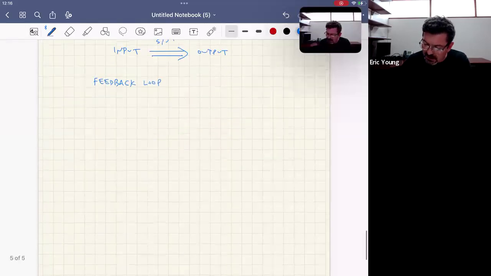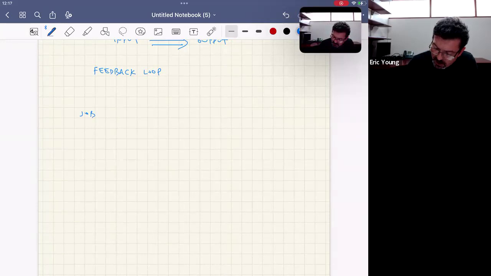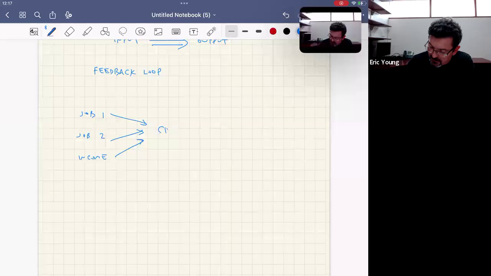So let me give you an idea of how feedback loops might work. So let's put all this together. Let's say that you have income. So you have a job. Maybe you have a second job. So you have job one and you have job two. And maybe you have some other source of income. And all three of these sources of income, they come together into your checking account.